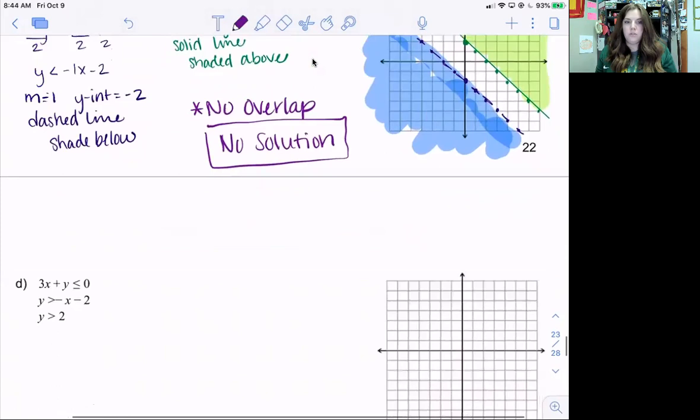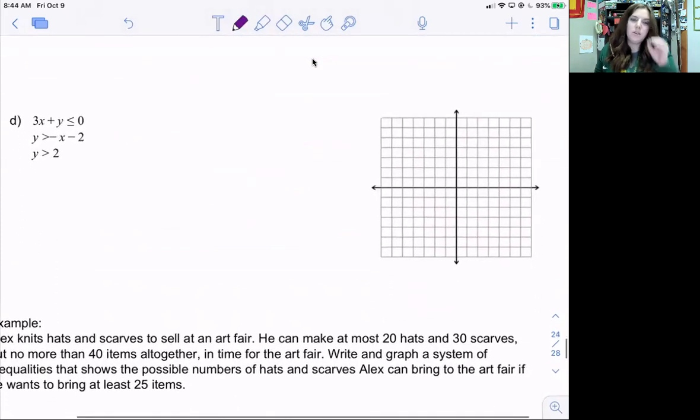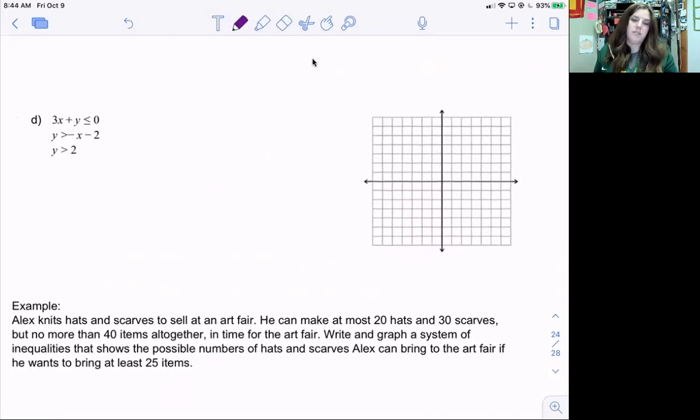All right, I want you to go ahead and try D. I know there's 3 lines, but go ahead and try it. And then we're going to go over this application problem as a class together.